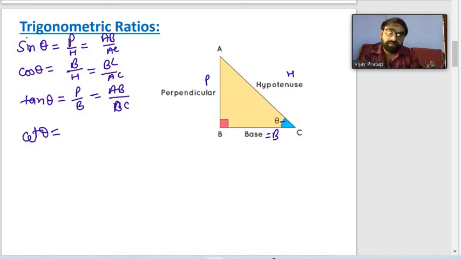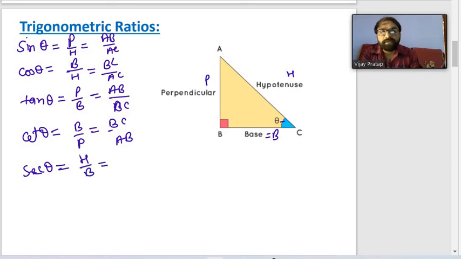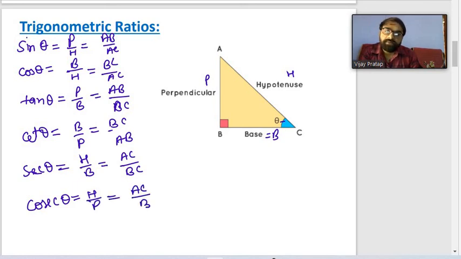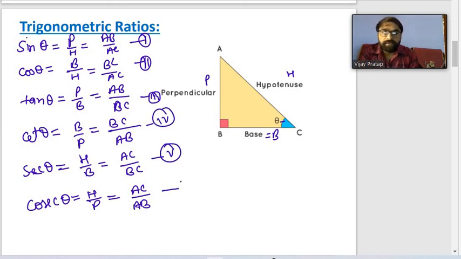Cot theta is the ratio of base to the perpendicular, that will be BC upon AB. Next is sec theta, the ratio of hypotenuse to the base, equal to AC upon BC. And cosec theta, known as cosecant, is the ratio of hypotenuse to the perpendicular, that will be AC upon AB. Let us observe these six trigonometric ratios: first, second, third, fourth, fifth, and sixth.